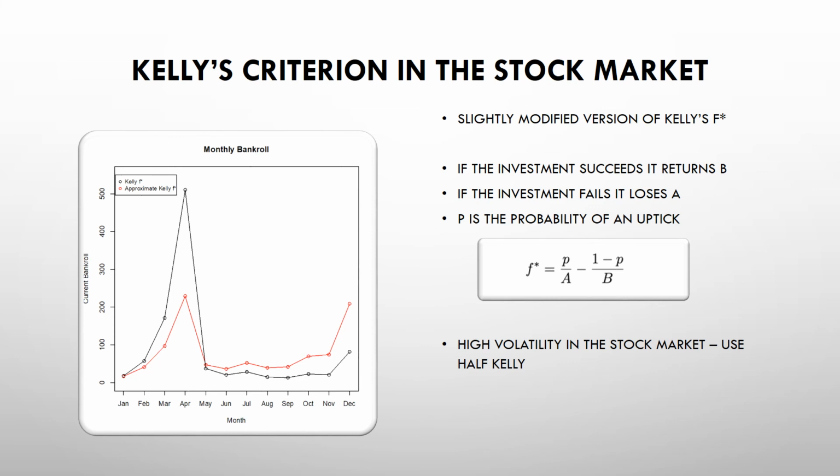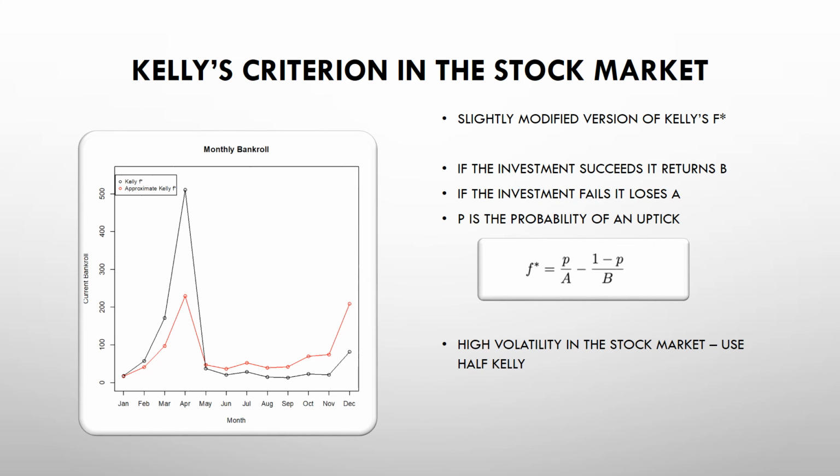Following this, I used the formula seen here. The results of this are seen as the black line. When using this updated formula, I obtained a larger value of F than I did when likening the stock market to a biased coin. Even though I used half Kelly, I was still wagering a larger fraction. This is evident in the plot.